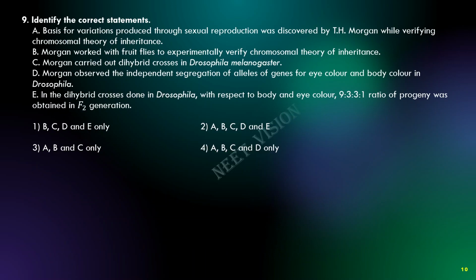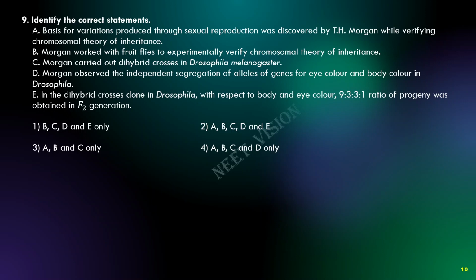Identify the correct statements. The basis for variations produced through sexual reproduction was discovered by T.H. Morgan while verifying the chromosomal theory of inheritance. This statement is given even in the book. That's a right statement.